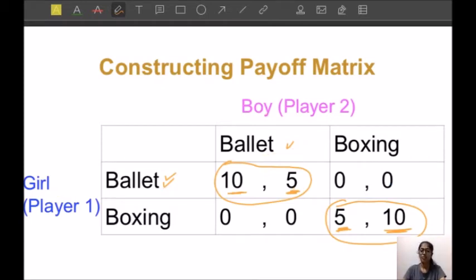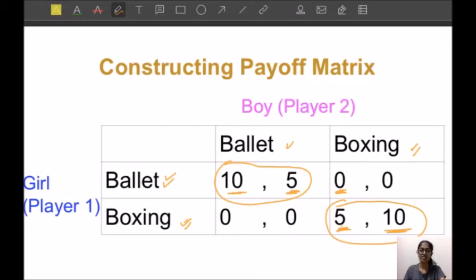Similarly, we see that boxing is another Nash equilibrium. Let's suppose that the girl chooses boxing. The boy will also choose boxing, and hence their payoffs are 5 and 10 respectively. Now, once this given strategy has been chosen, neither of the players would want to deviate, because if the girl deviates from boxing to ballad, she gets a payoff of 0. And similarly for the boy, if he deviates from boxing to ballad, he gets a payoff of 0, while when boxing he was getting a payoff of 10. So even he will not deviate from boxing.